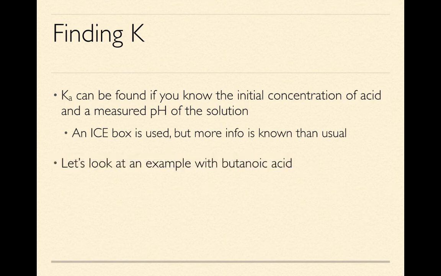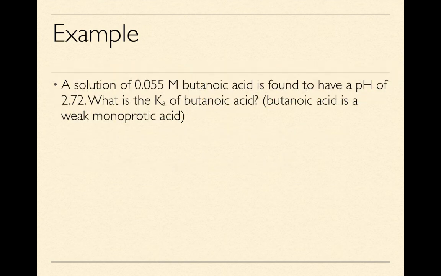So let's just take a look at an example using butanoic acid. So butanoic acid, this particular solution has a pH of 2.72. I have a 0.055 molar solution of it, and so I'm looking for the Ka. And one thing we do need to know is that it's a weak monoprotic acid. Okay, so monoprotic just means one hydrogen comes off.